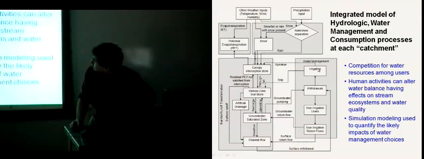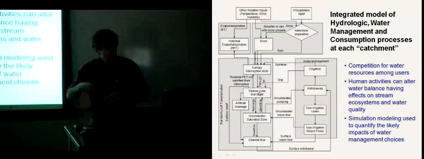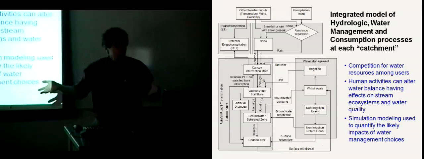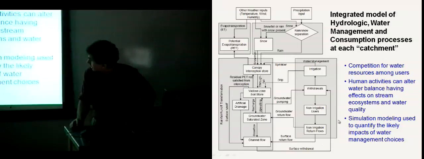Then there's the whole business of water management, withdrawals that can come from surface water or groundwater. Then they go to irrigation, which acts as though it's sprinklers, which falls on top of the canopy, or drip, which falls beneath the canopy. So the sprinkler irrigation was subject to interception, whereas the drip irrigation was not.